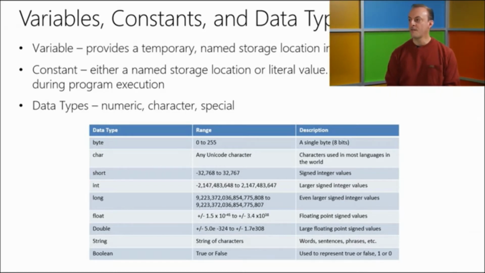Why not just have a big bucket? Why have all these different data types? Why not just have a bucket called storage, and you can put any type of value into that variable? In fact, a lot of programming languages, JavaScript, for example, has var, which is essentially a generic storage location, and you can just put anything in there, numbers, text, whatever. So what's the purpose of having all these different data types to store data in?